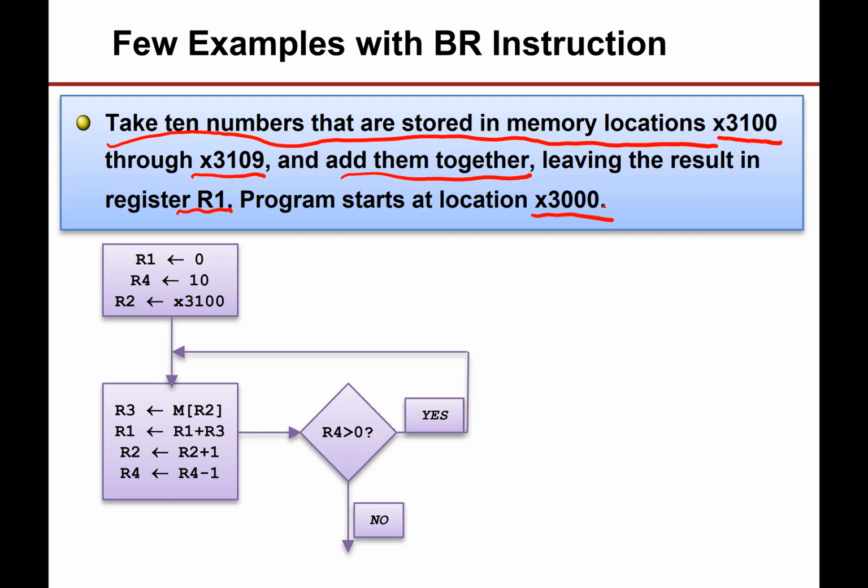So this is the example here. For this flow chart, the first block first clears R1, then sets the 10 numbers into R4, and then sets the memory location directly into R2 here, right? So this is the initialization part.